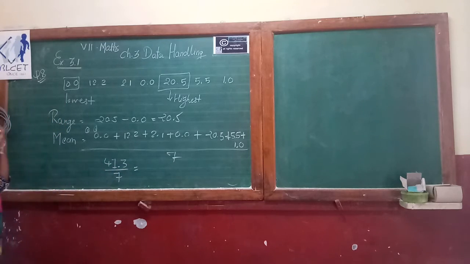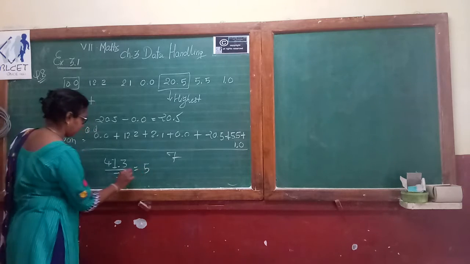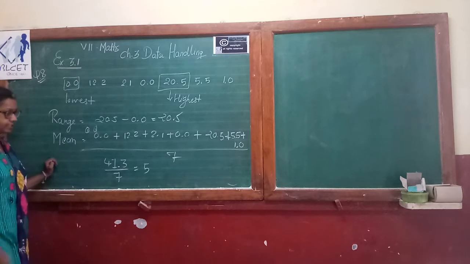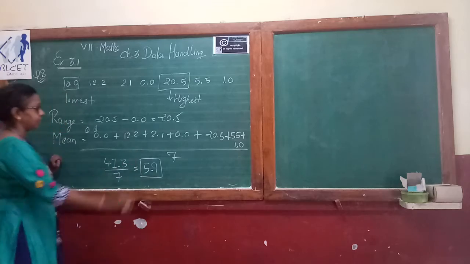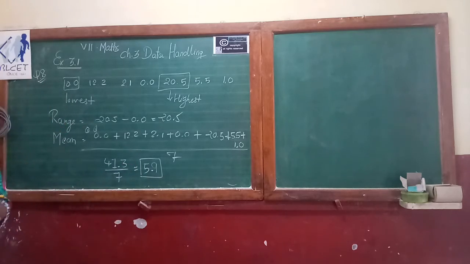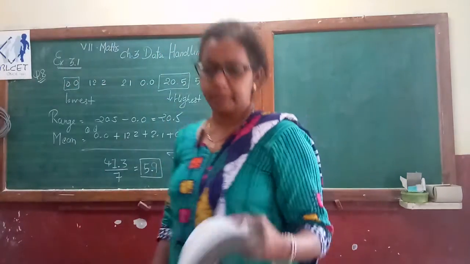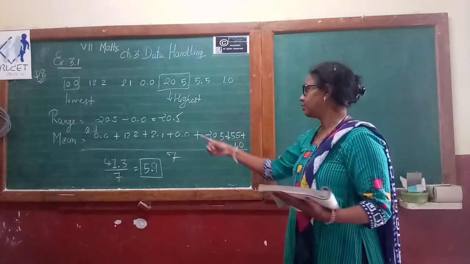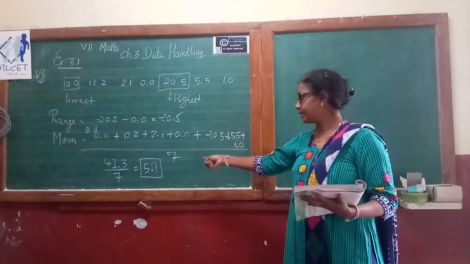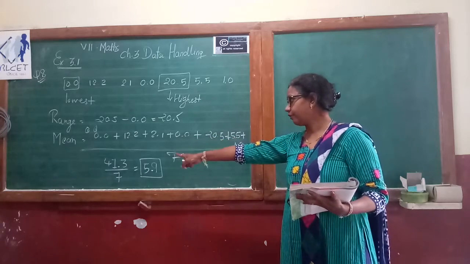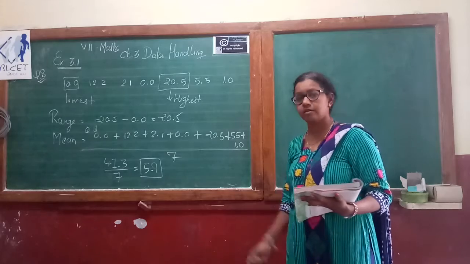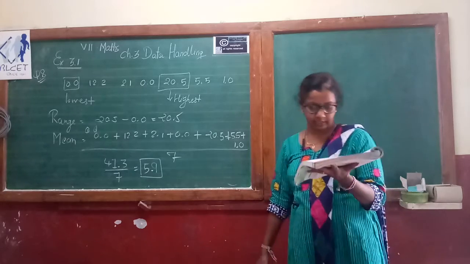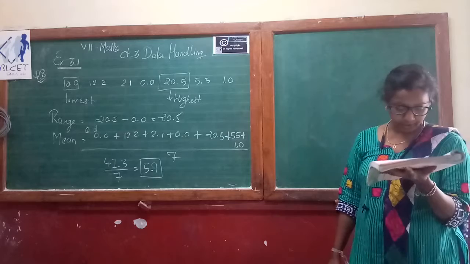So how will you solve this? 7 5s are 35, 6 is left, so 7 9s are 63. So your answer is 5.9. This way you can find the mean of the given observations. Do the sum of all the observations, divide by 7. When you do the addition, you will get 41.3 divided by 7. 7 5s are 35, 6 left, 63, 7 9s are 63. So the answer is 5.9.